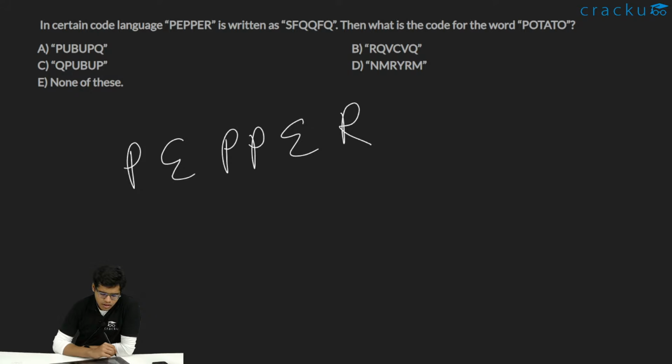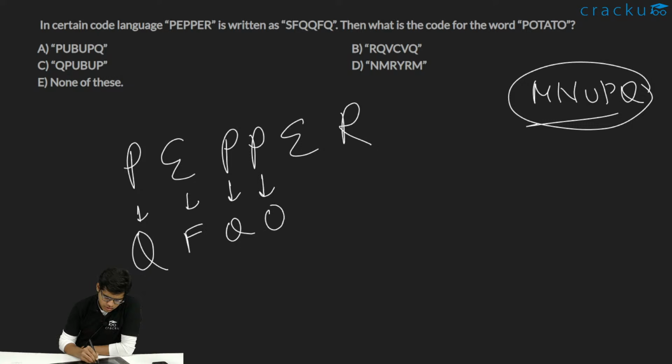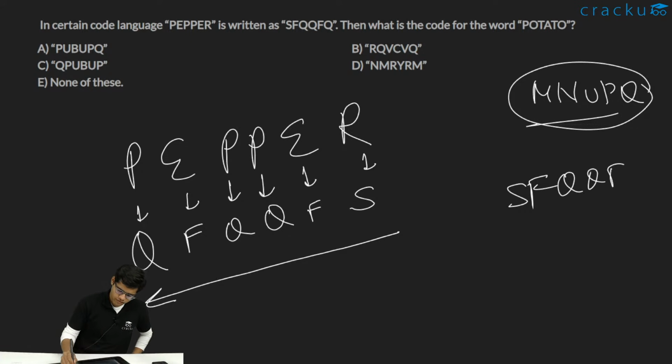We know M, N, O, P, Q. The letter after P is what? Q. Letter after E is what? F. And the letter after R is what? S. Now, if we read this from right to left, it is what? SFQQFQ.